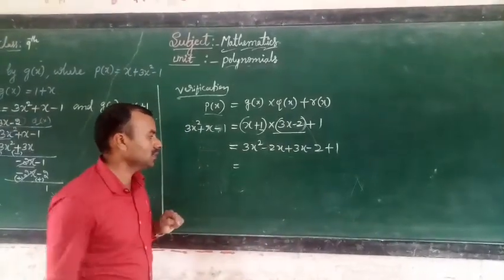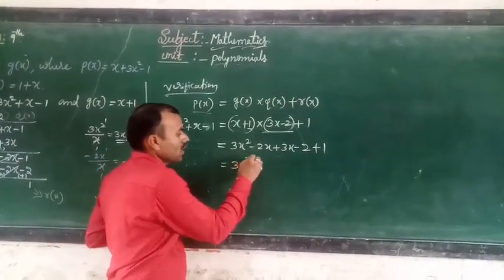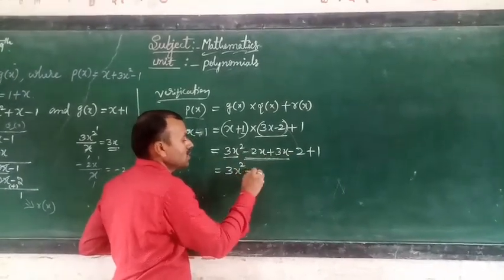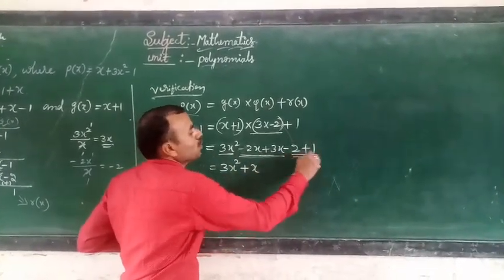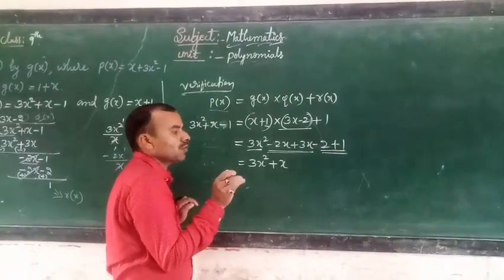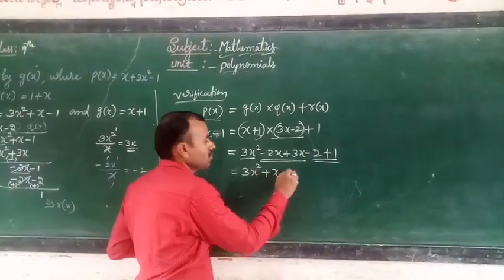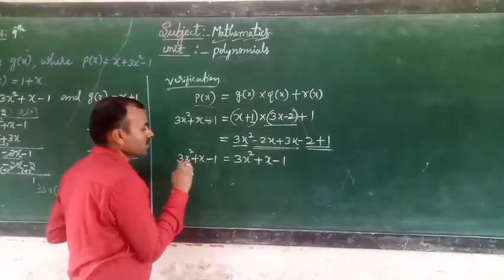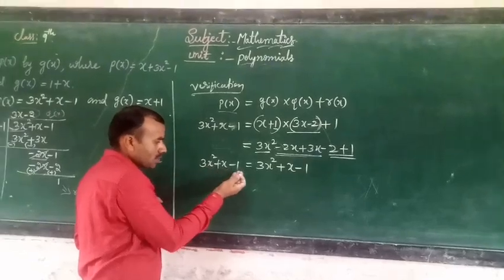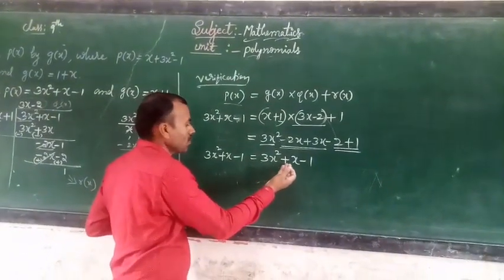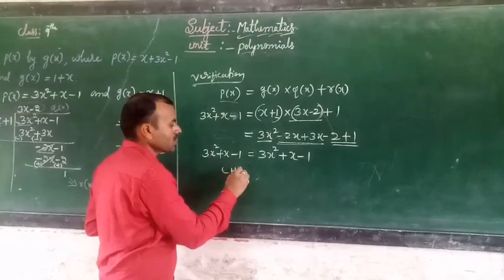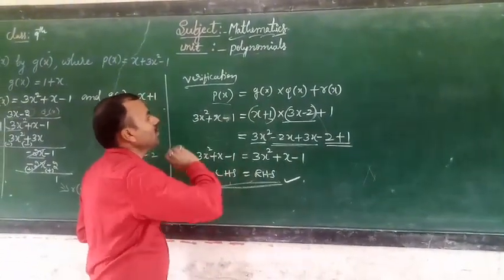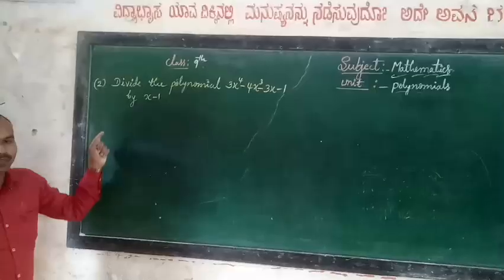Next simplify. 3x square as it is, minus 2x and plus 3x, this is plus x. Minus 2 plus 1, subtract plus 1 by minus 2, this is minus 1. So 3x square plus x minus 1. Here the LHS is 3x square plus x minus 1, the RHS also 3x square plus x minus 1. LHS is equal to RHS. Here we verified the problem.